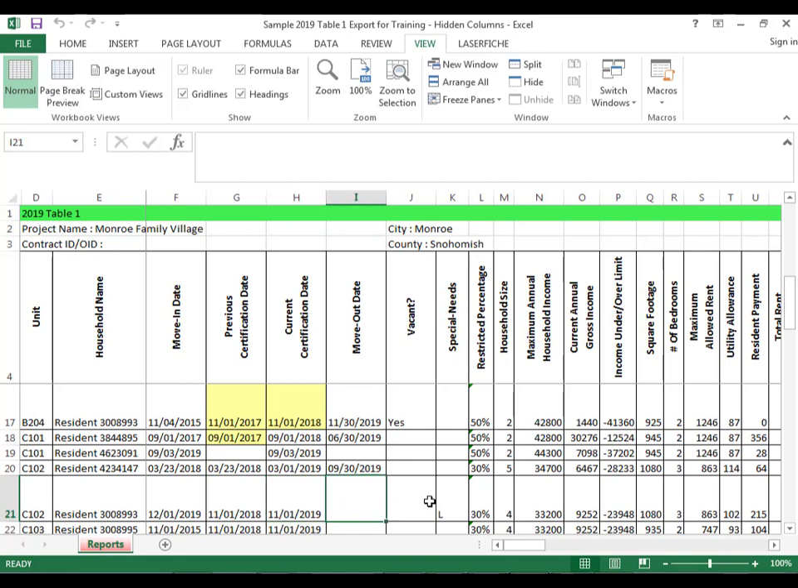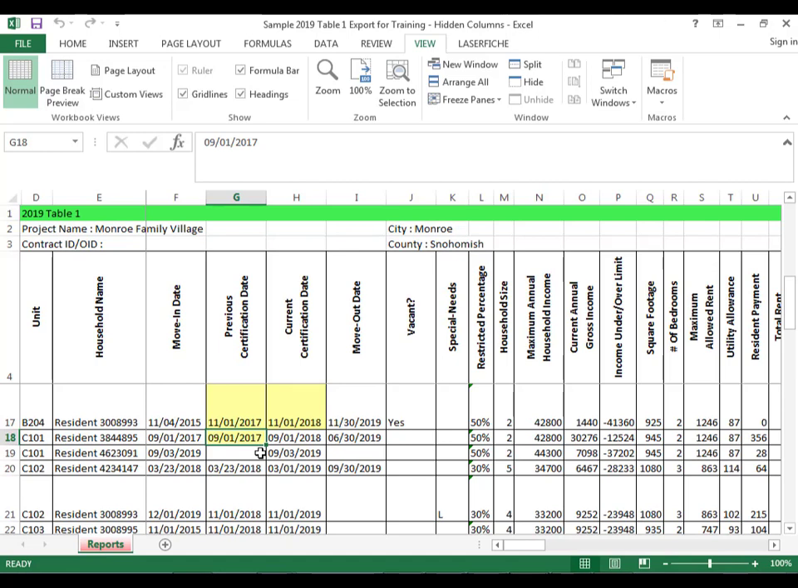So that's one way to make it a little bit clearer and not get as many questions when your portfolio analyst at the commission reviews your Table 1 submission. So that was our transferred resident from B204 into C102. So I'm going to go back up to B204 where I was and continue on looking for possible issues.